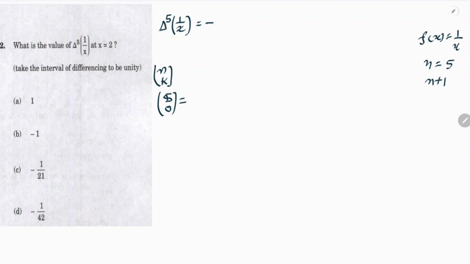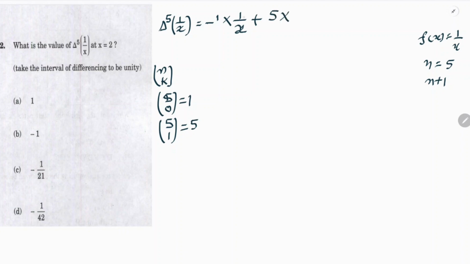5C0 will be 1. Multiply by whatever function is given, just write it as it is. Now we have used a minus sign here, so we will use a plus sign here. Now we have to calculate 5C1. 5C1 will be 5.